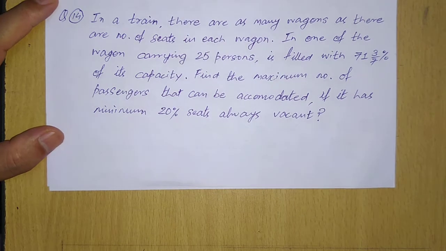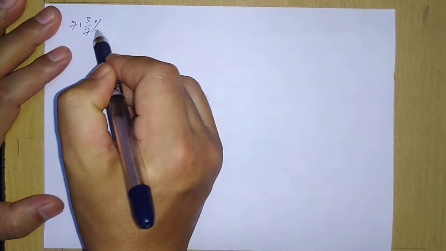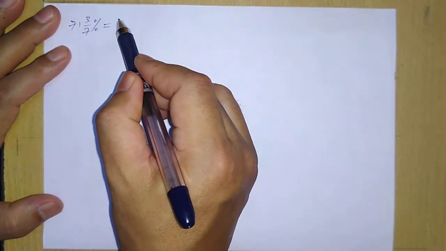Question number 14. In a train, there are as many wagons as there are number of seats in each wagon. One of the wagons carrying 25 persons is filled with 71.3/7% of its capacity. Find the maximum number of passengers that can be accommodated if it has minimum 20% seats always vacant. So in this question, it's given one of the wagons carrying 25 persons is filled with 71.3/7% of its capacity. We know 71.3/7% is 5/7.